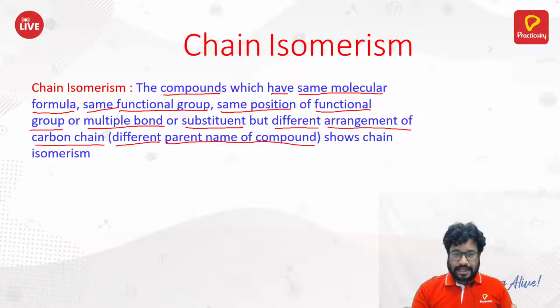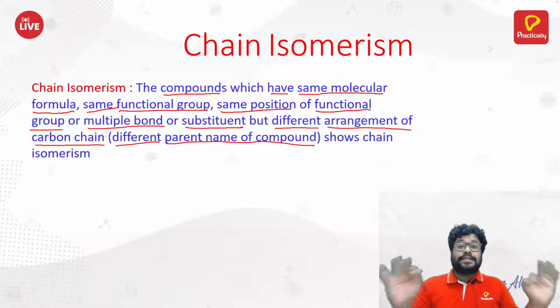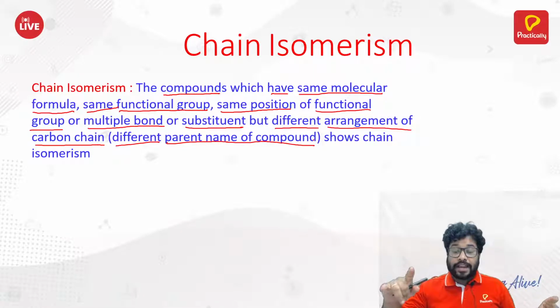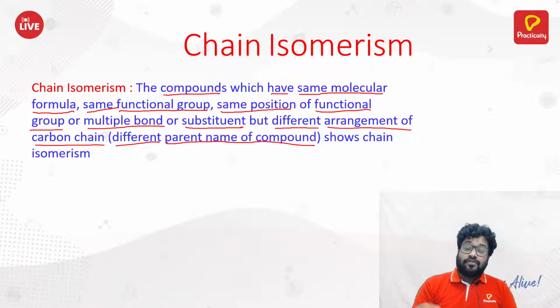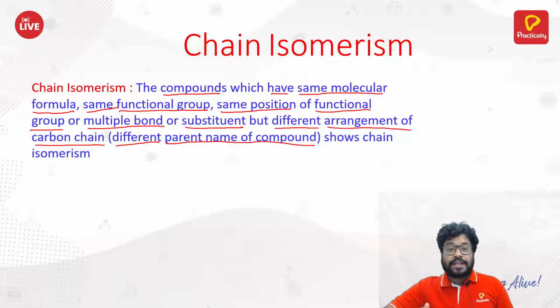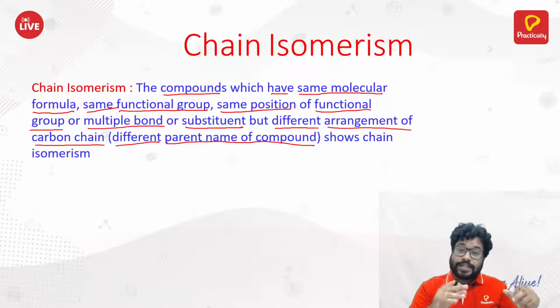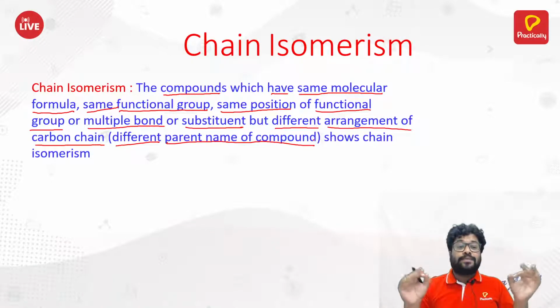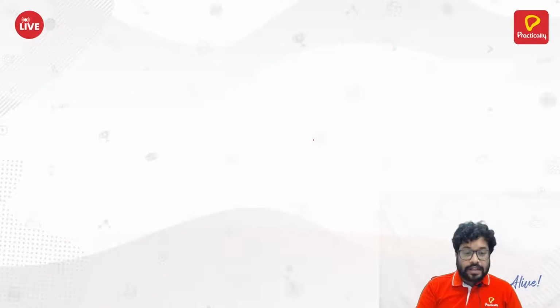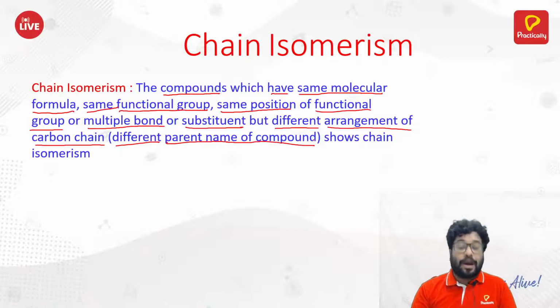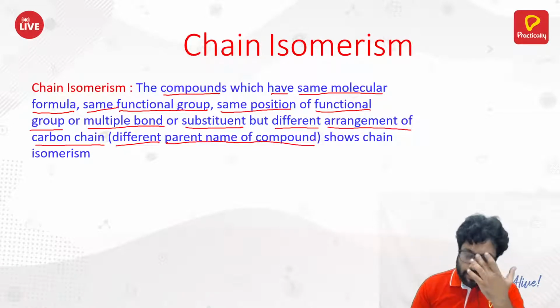I would rather say chain isomerism is where the compounds have everything the same, but the longest chain is different. Remember, we discussed in IUPAC nomenclature that we select the longest chain whenever we name compounds. In chain isomerism that longest chain is of different length. That is what chain isomerism is all about.